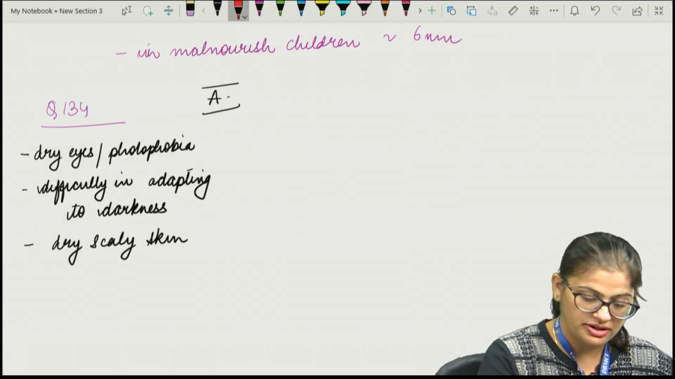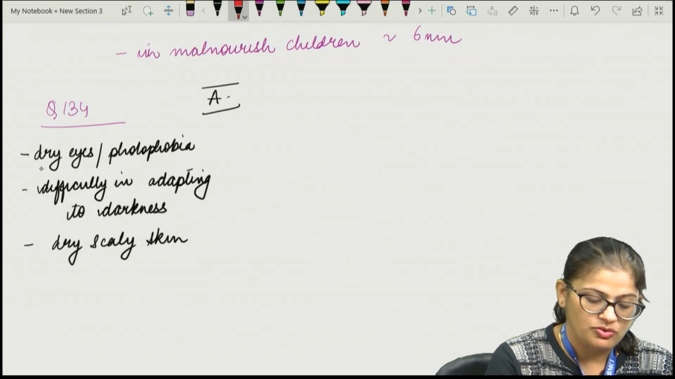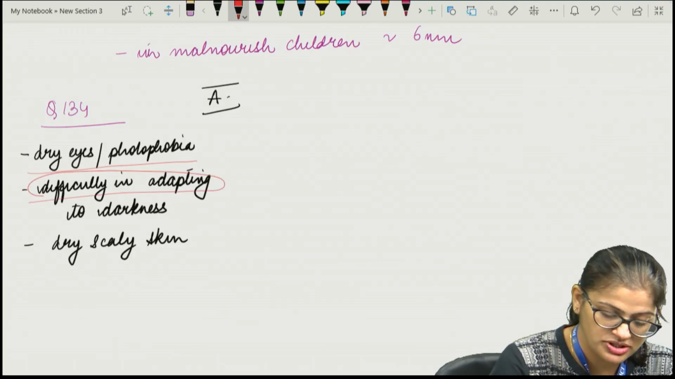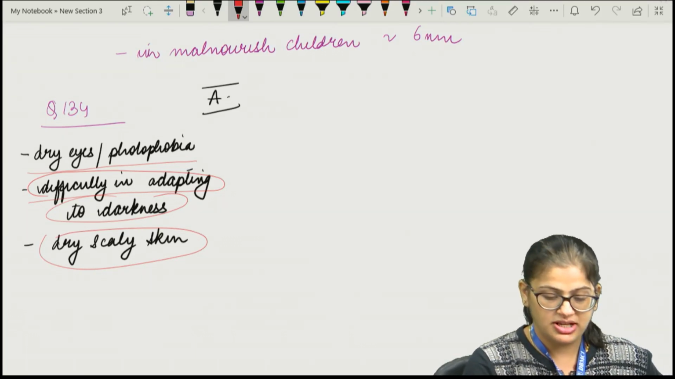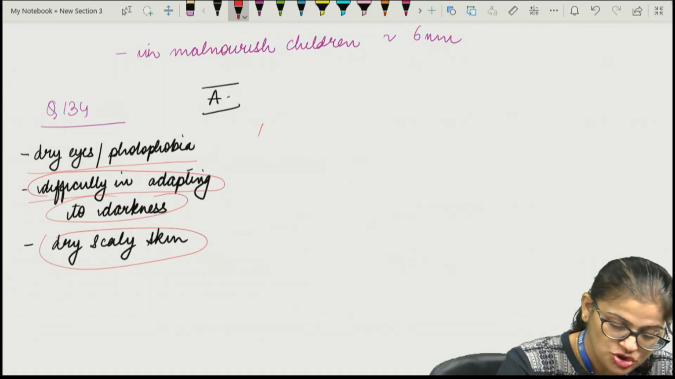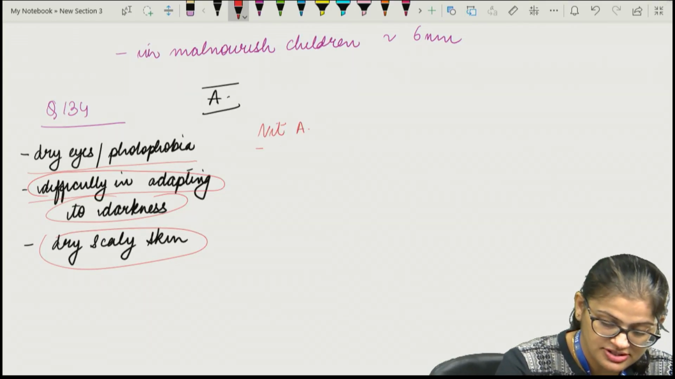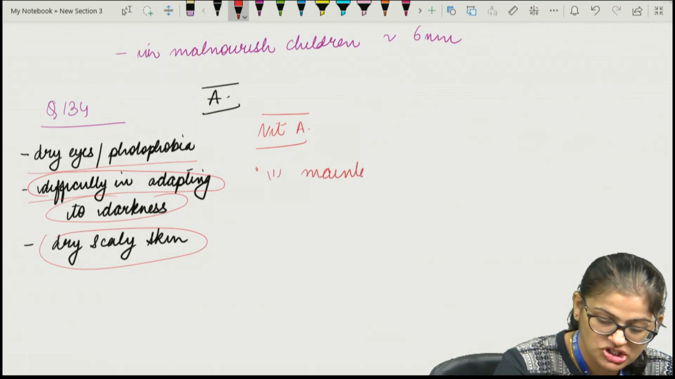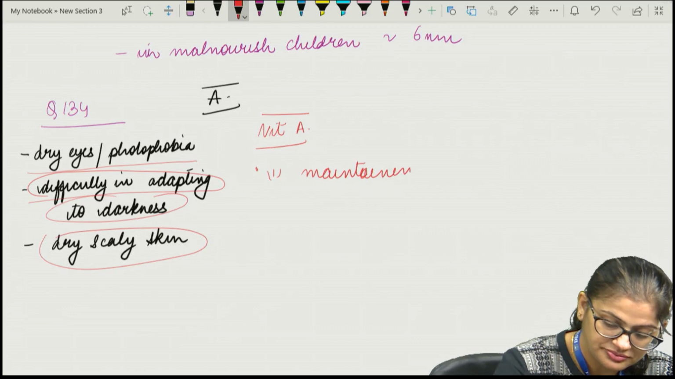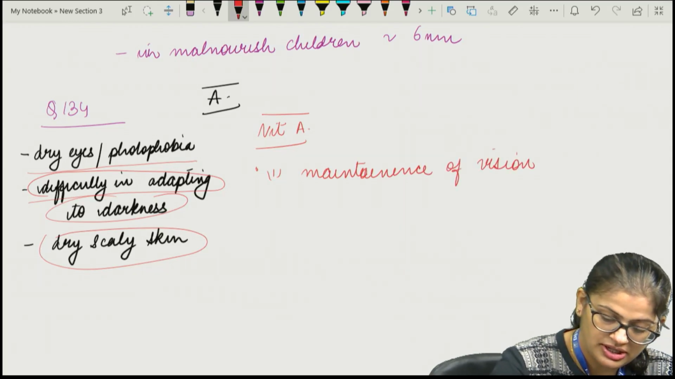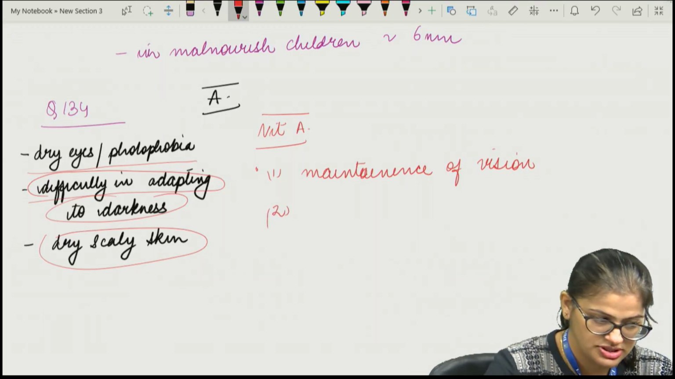So you got enough clues in this question: there was mention of dry eyes and photophobia, there was difficulty in adapting to darkness, and there is dry scaly skin, especially on the extensor aspect. So all this was pointing towards vitamin A deficiency. You should know that vitamin A has a role to play in maintenance of vision, especially night vision. It has a role to play in maintenance of the epithelial tissues.